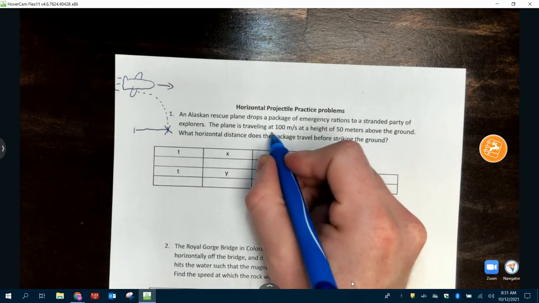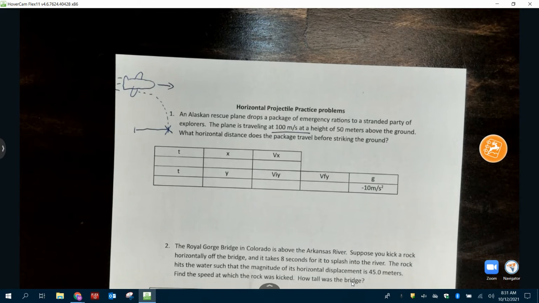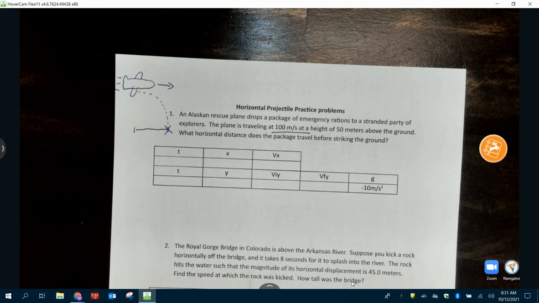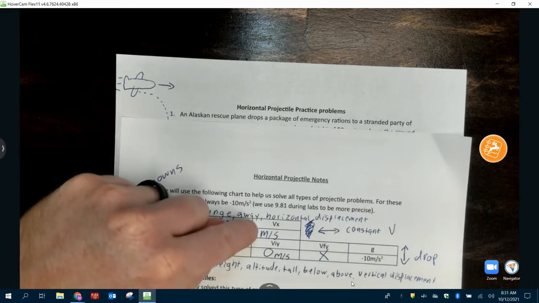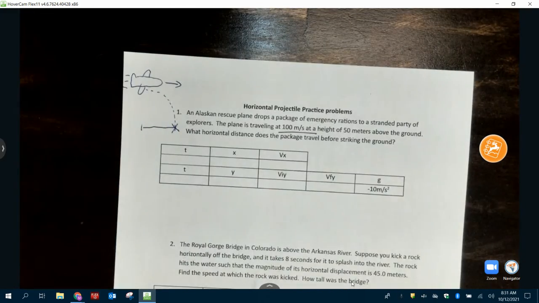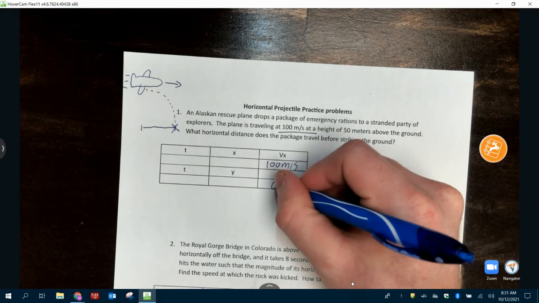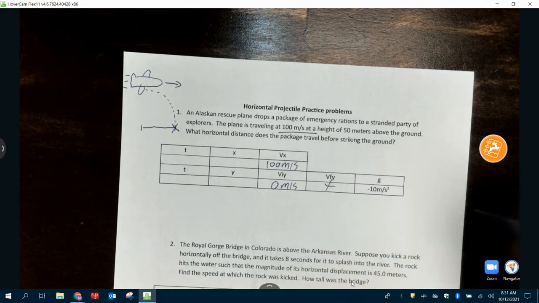Plane is traveling at 100 meters per second. What variable is that? How do you know? Because it's meters per second, and that's the only meters per second we know. So we got 100 here. This is 0 meters per second always, and we don't care about that.